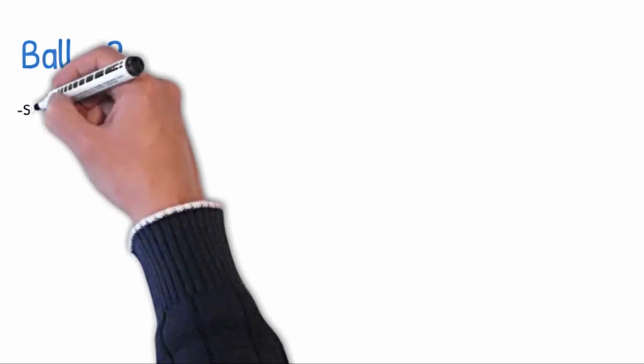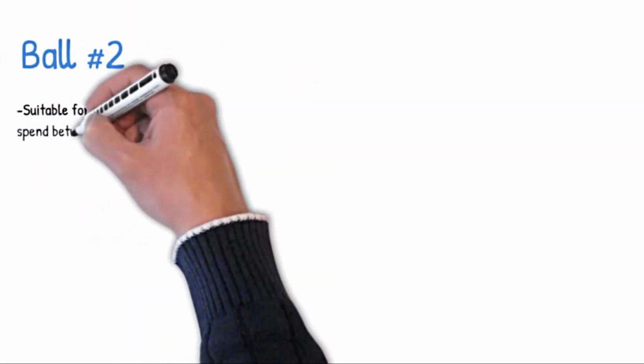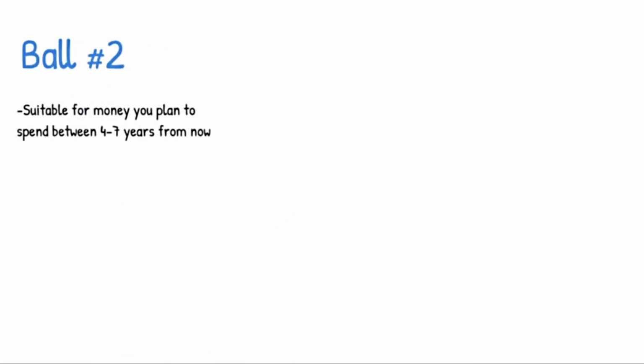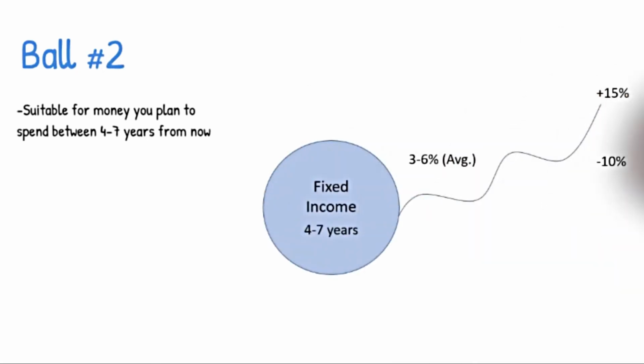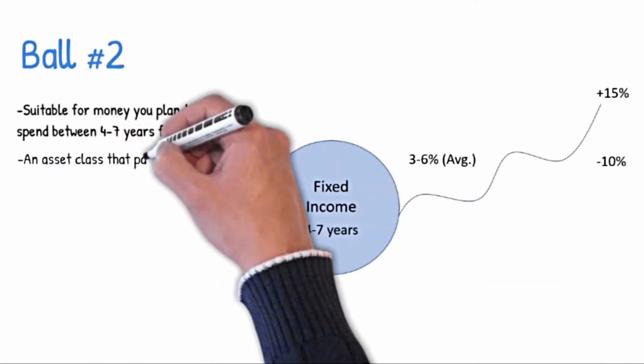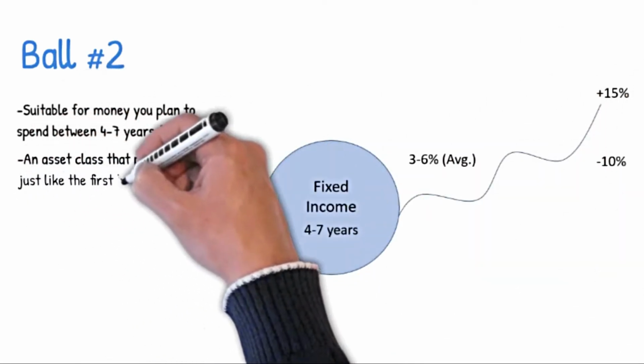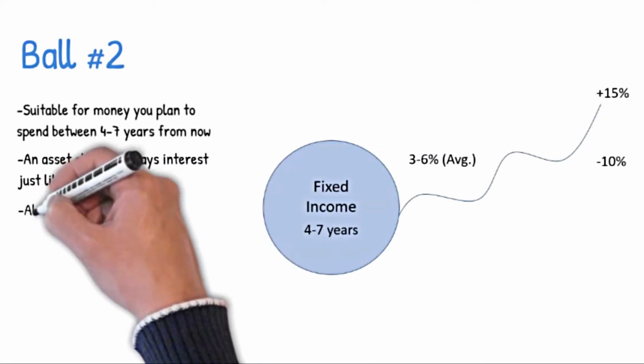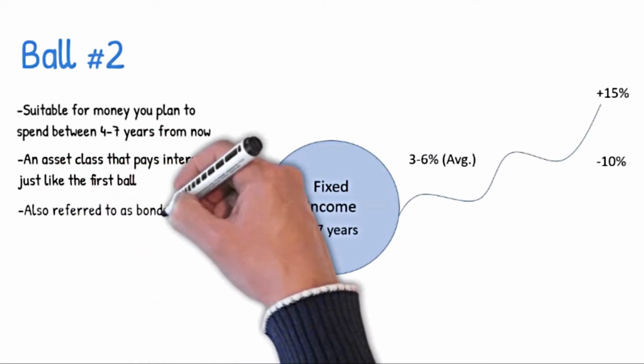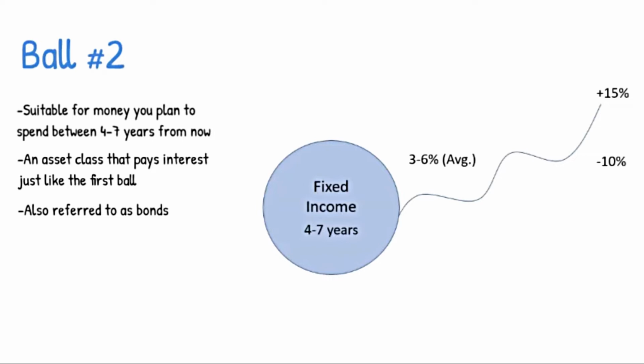The second ball is suitable for any money you plan to spend between 4 to 7 years from now. The second ball is fixed income. Fixed income is an asset class that pays an interest rate just like the first ball. Fixed income may also be referred to as bonds. Bonds are a financial instrument of indebtedness. It is common for a government or corporation to issue debt in the form of a bond.